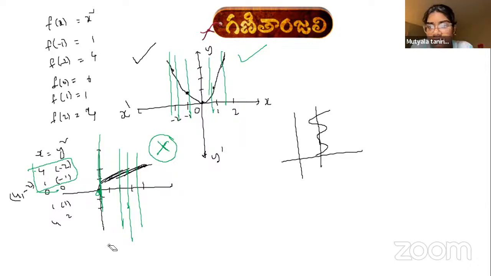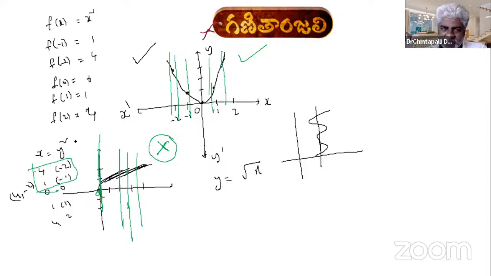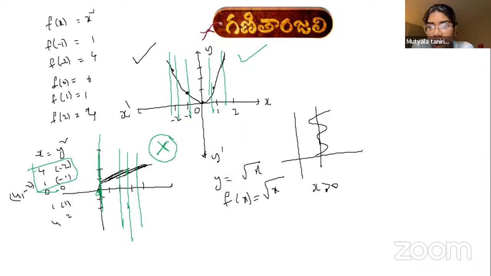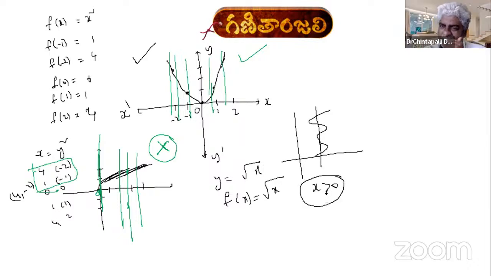See, y is equal to x square, you know? y square is equal to x, okay? Then y is equal to root x. That means f of x equal to root x. Do you remember one thing? While finding its domain, any square root function is defined only when x is positive. In the course of finding its domain, we use the concept x greater than 0. That means x is positive.